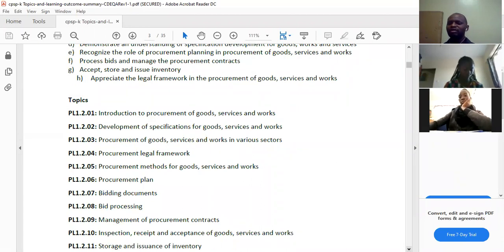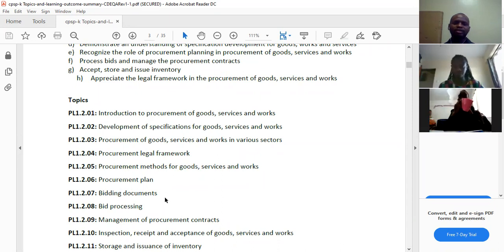So if you don't plan, even in your life, then it means at the end of the day, you are going to fail as a person. So it is always important for you to be able to plan for all your activities. Therefore, procurement planning is very key in this unit.